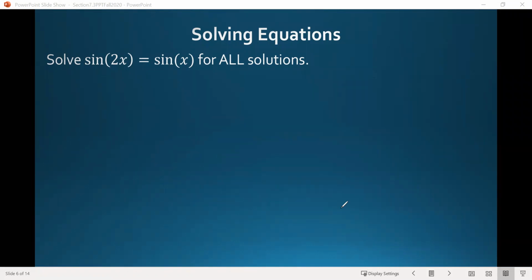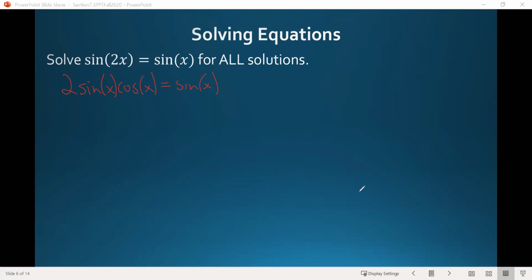So we'll go ahead and apply our double angle identity for sine of 2x, which says we can rewrite this as 2 times sine of x times cosine of x, which will then equal still sine of x. And as I've mentioned in the past, it is very tempting to divide both sides by sine of x here to cancel out the sine of x's. We do not want to do that. If we do, that will cause us to lose some solutions, so we won't do that.